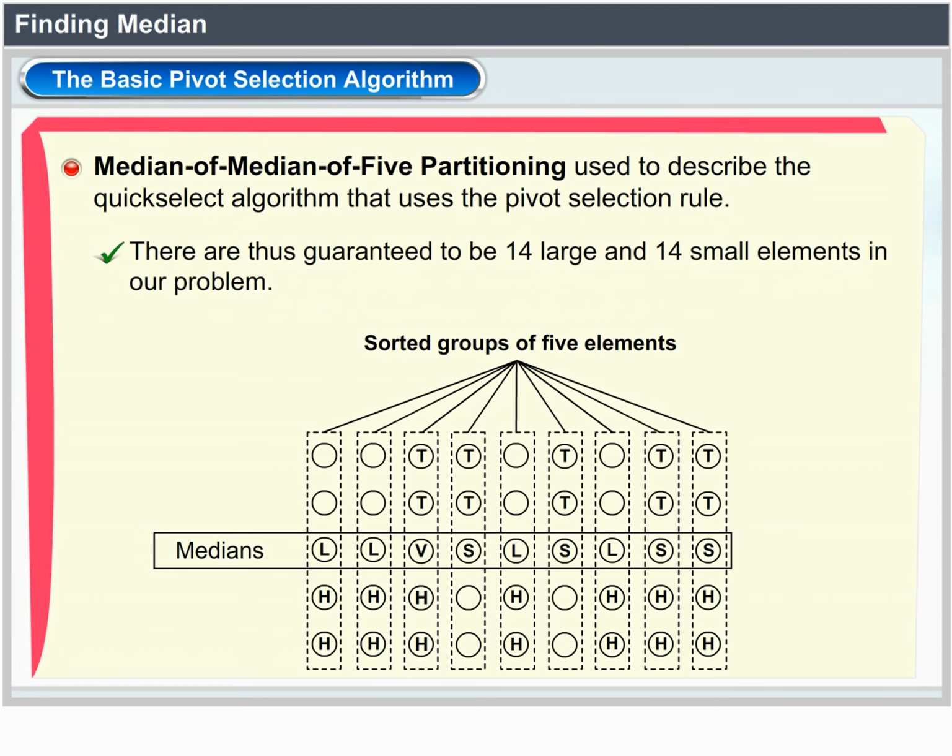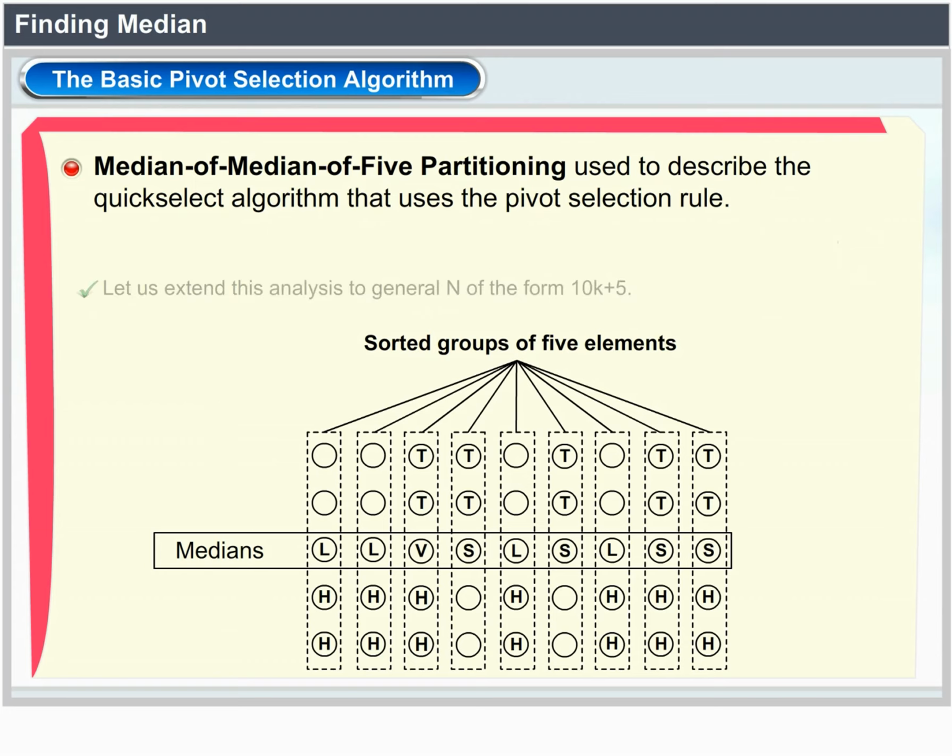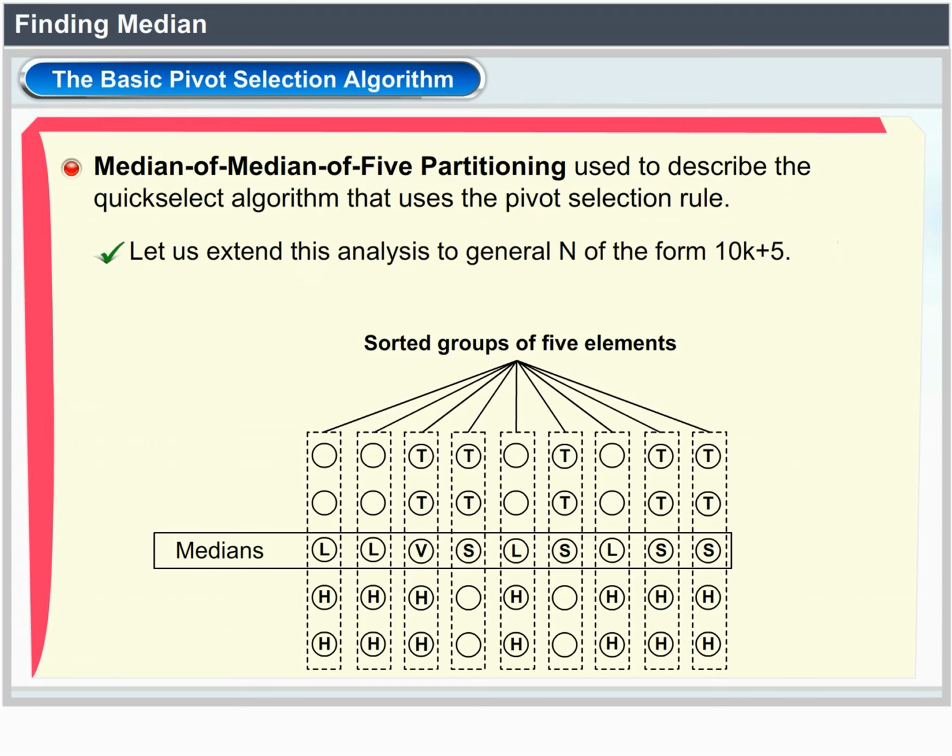There are thus guaranteed to be 14 large and 14 small elements in our problem. Therefore, a recursive call could be on at most 45 minus 14 minus 1 equals 30 elements. Let us extend this analysis to general n of the form 10k plus 5. In this case, there are k elements of type L and k elements of type S.